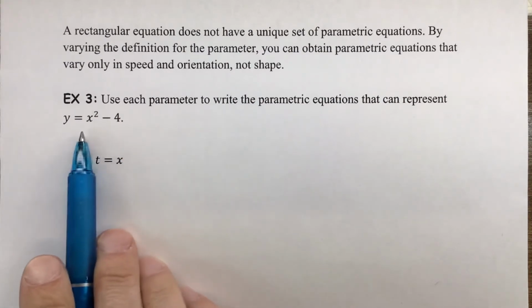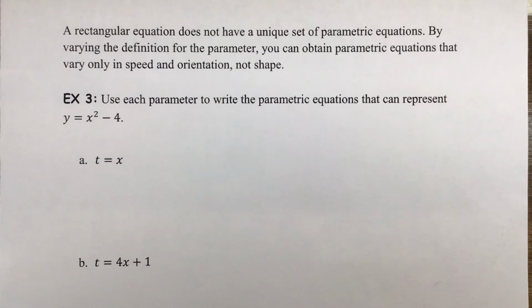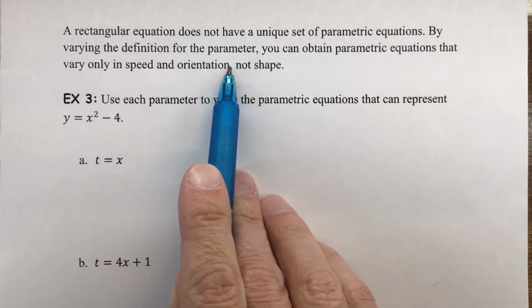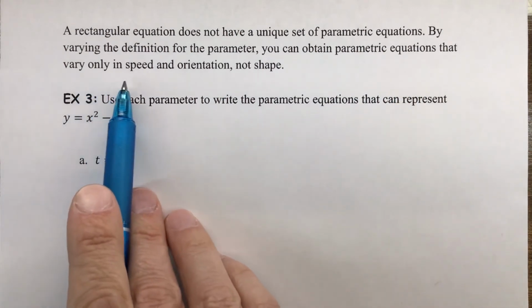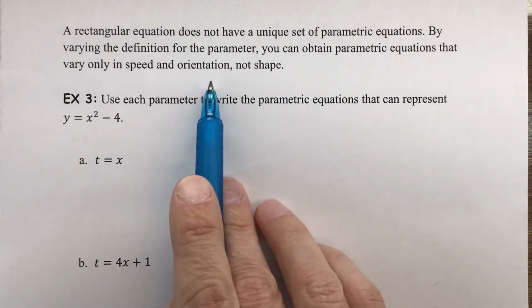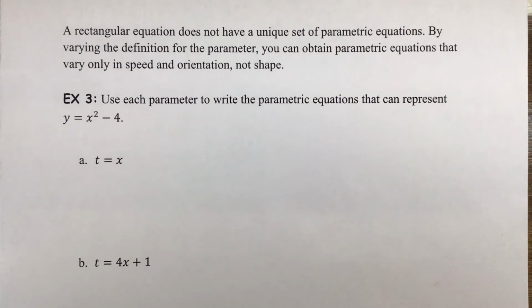For example, this equation we're going to break into parametrics. You have different ways that you can set that up, and it will be correct. By varying the definition of the parameter, which I will explain in just a moment, you can obtain parametric equations that vary in speed and orientation, but not the shape. They'll graph the same picture regardless, but your t's might plot it a little bit faster. As far as the orientation, it might graph in an opposite direction compared to using a different set of parameters. But overall, the picture is going to be identical.